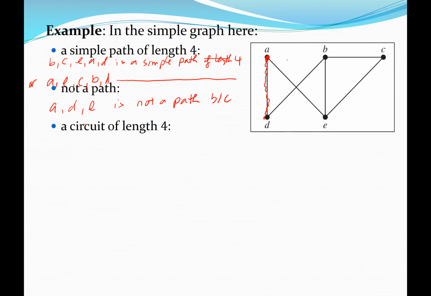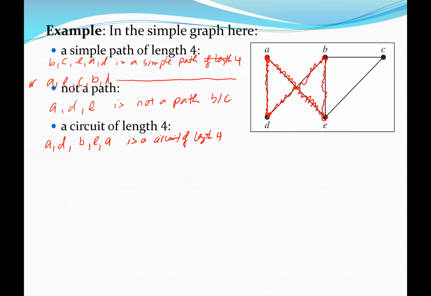So I can see here that I can start at vertex A. I travel to D, then to B, that's length 2. I travel to C, to E, that's length 3. And I go back to A, that's length 4. That's the circuit of length 4. So A, D, B, E, A is a circuit of length 4.